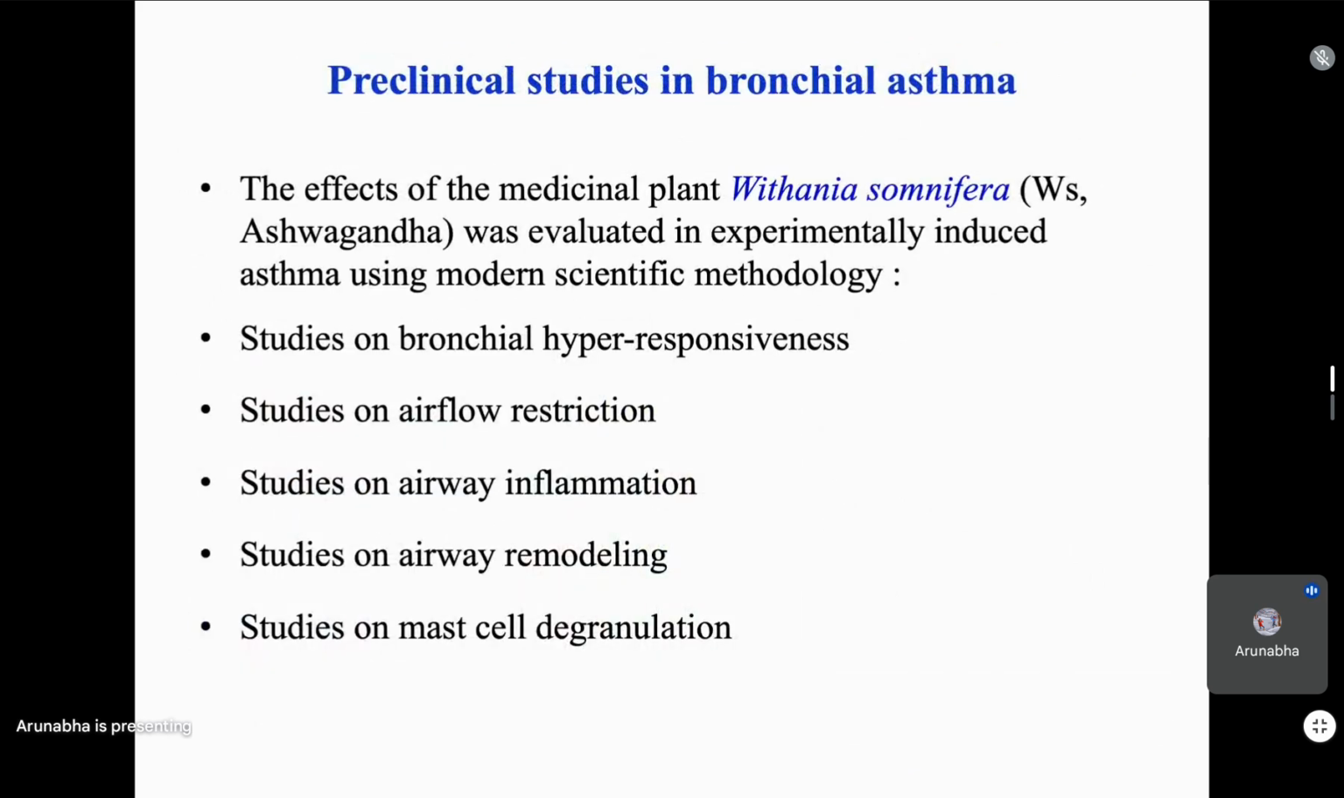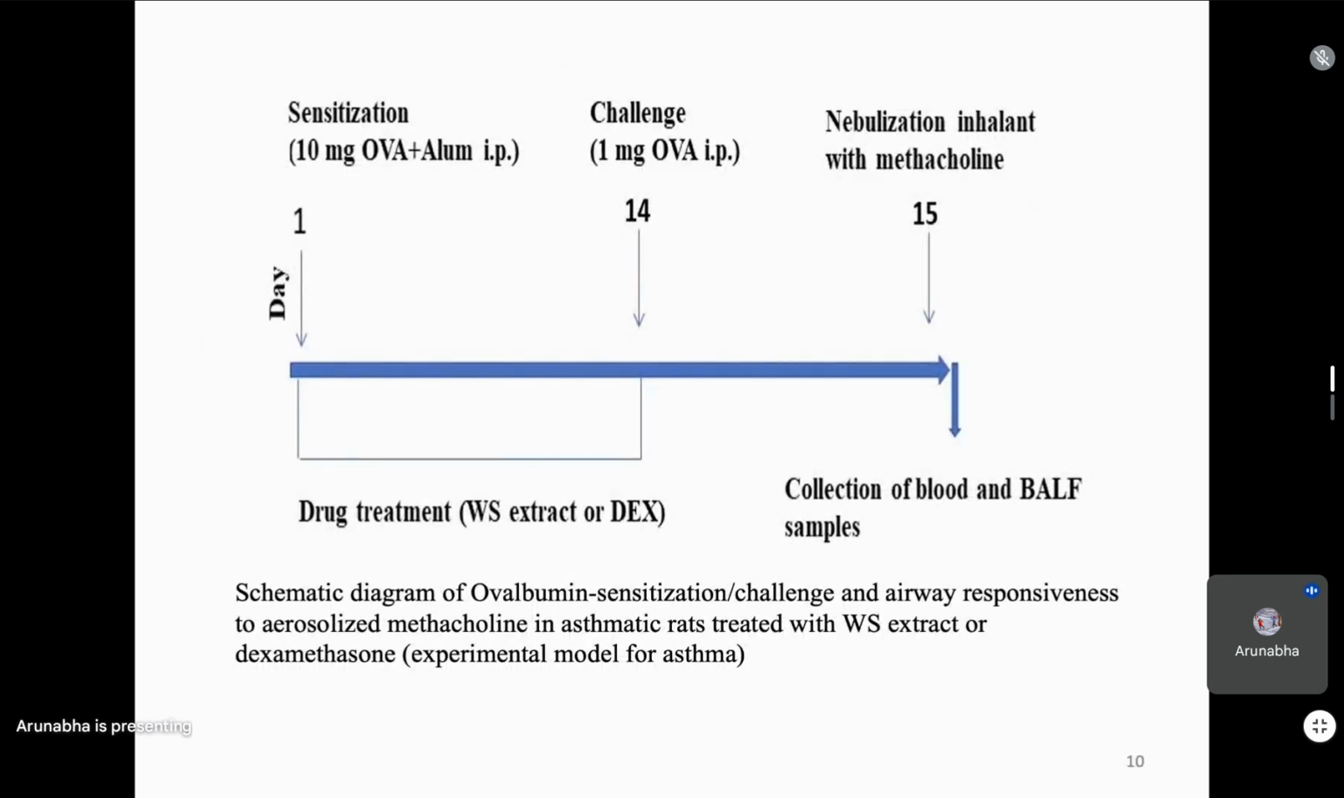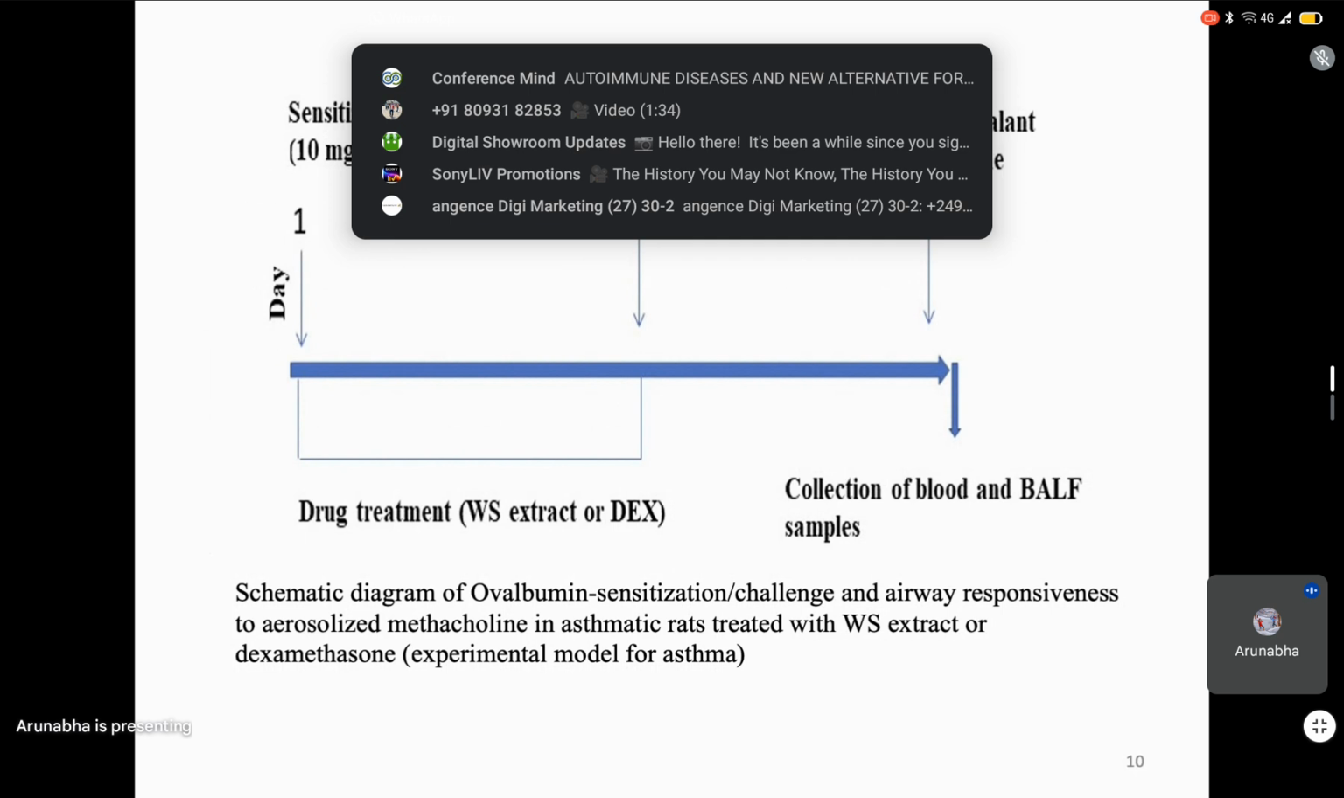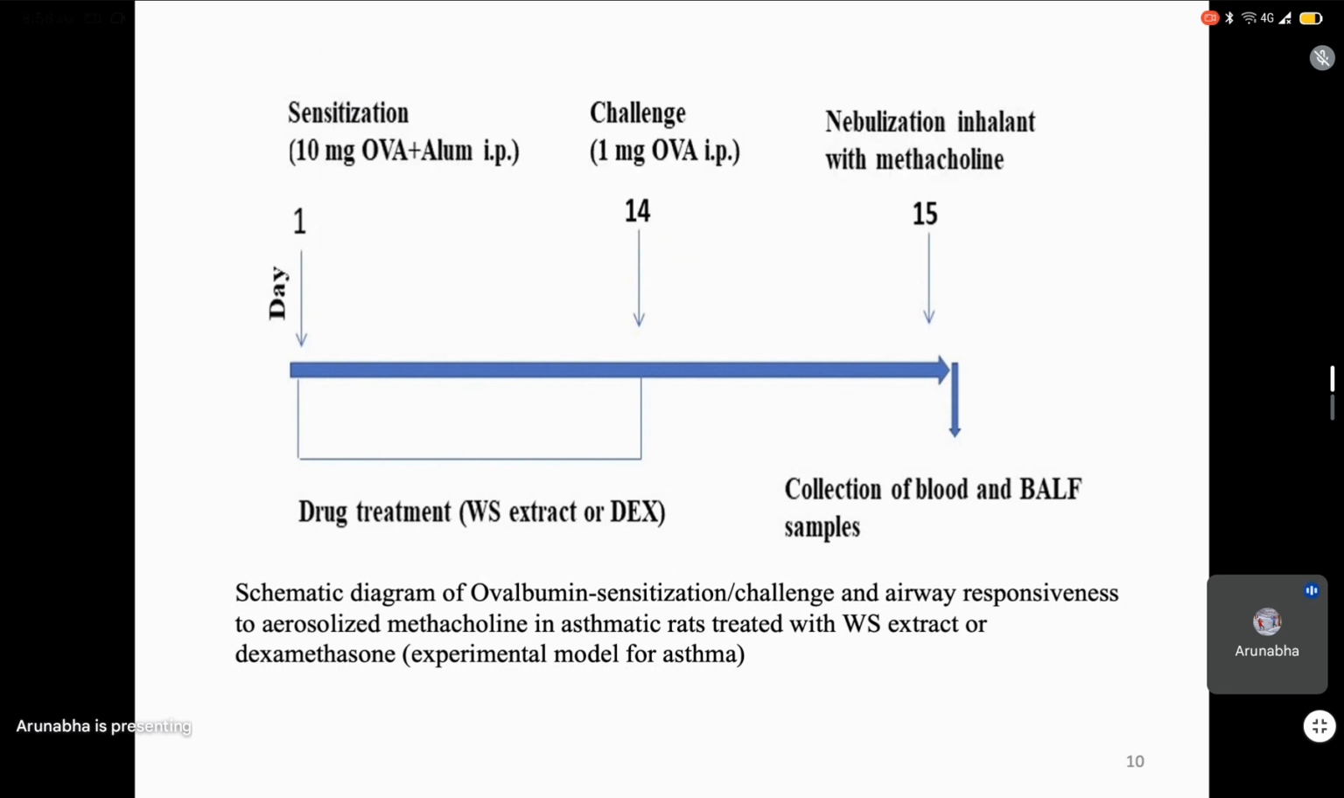So what we did was we studied the effects of Withania somnifera in experimentally induced asthma models. First of all, we studied its effects on bronchial hyperresponsiveness, on airflow restriction, on airway inflammation, on airway remodeling, and finally mast cell degranulation. So this is the experimental design. We used the rat model for asthma. It is becoming an increasingly popular model because of its easy maneuverability, easy availability, and reproducible results. So it is a model of allergic asthma.